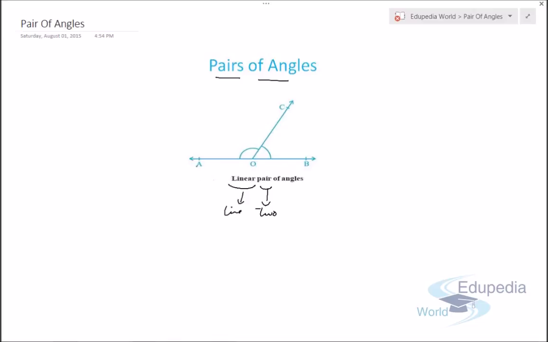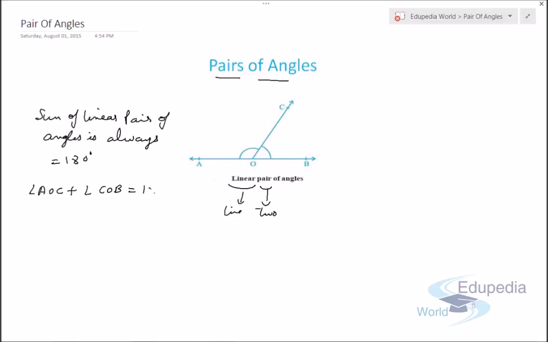So how can we extend the concept? The sum of a linear pair of angles is always equal to 180 degrees, meaning if we have two linear pair angles, the sum is 180 degrees. So from the figure we can say angle AOC plus angle COB will always be 180 degrees.